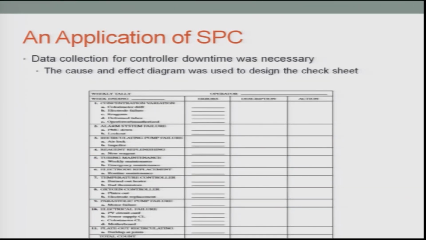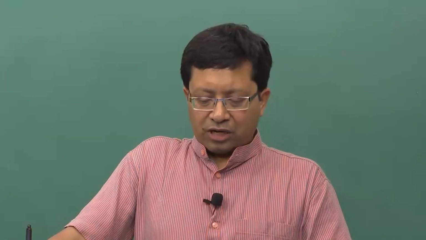An application of statistical process control would be the data collection for the controller downtime, which was necessary, and the cause and effect diagram would have this. In the leftmost column you would have all the concentration variations and the failure causes: reagent replenishing problems were there, the oxygen controller had a problem. All these things are analyzed, the operator goes into the error, gives a description in the second last column, and analyzes what actions are taken to rectify or remedy it. Based on the data, Pareto charts can be made.